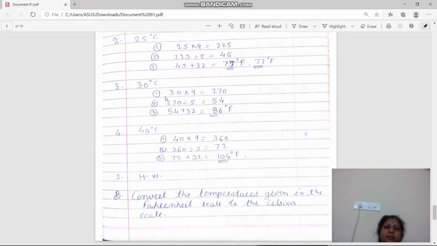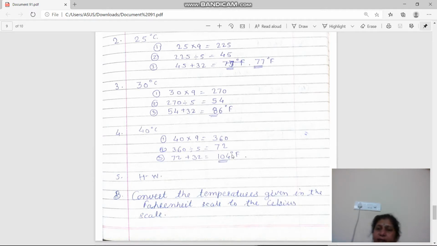Next, 30 degrees Celsius. We first multiply by 9 and get 270. Then divide by 5 and we get 54. The next step is to add 32, so we get 86 Fahrenheit. Right? The last example is 40 degrees Celsius. First we multiply by 9 and get 360. Then 360 divided by 5 gives 72. Then the last step, add 32. 72 plus 32 is 104 Fahrenheit.